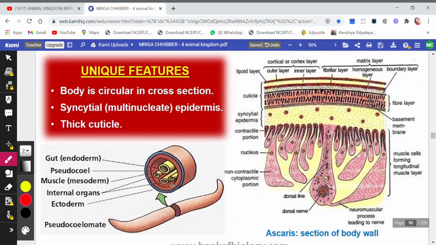Now we come to the unique features. The body is circular in cross section, which is why they are called roundworms. Syncytial means multinucleate, that is, they have many nuclei. Generally one cell has one nucleus, but in this case the epidermal cells have many nuclei, and they have a very good thick cuticle.